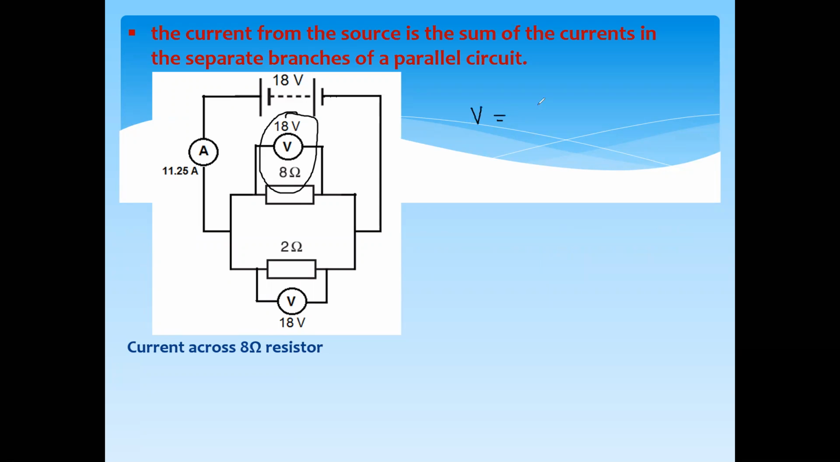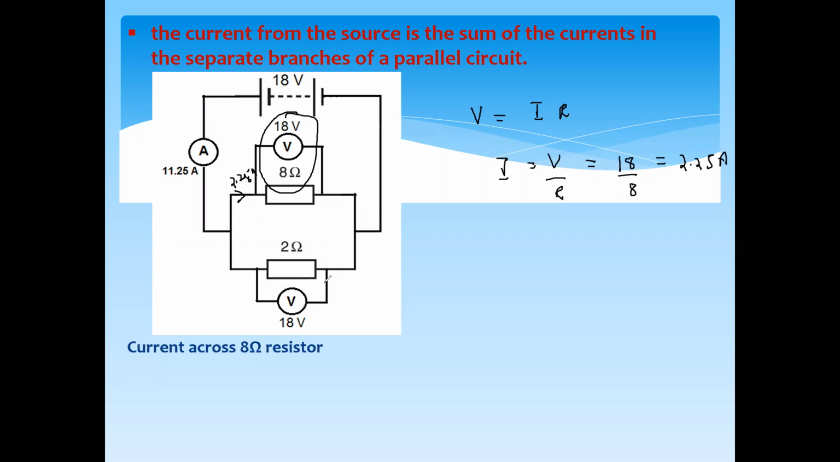I have the formula V equals IR, or R equals V over I. So I equals V divided by R. The voltage here is 18 and the resistance is 8. 18 divided by 8, what's the answer? 18 divided by 8 is 2.25. So 2.25 ampere is flowing through this branch.